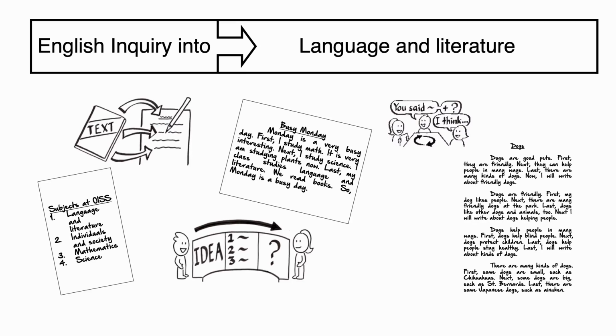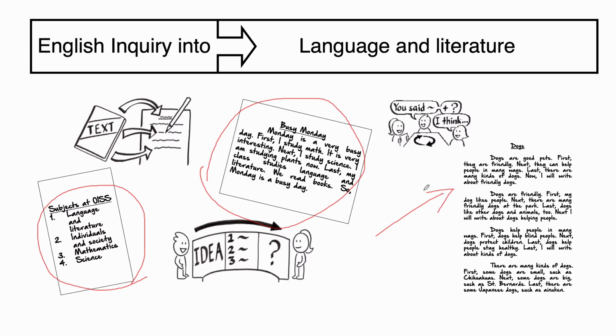This is the third lesson in our English Inquiry unit into language and literature. In this lesson, we're going to analyze, plan, and then write an essay. What's an essay? Well, you'll remember that in this unit we've done lists, diaries, paragraphs, and now we're going to do essays. An essay is kind of a collection of paragraphs that work together.